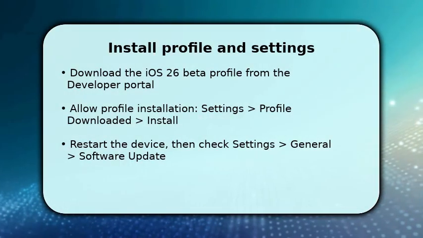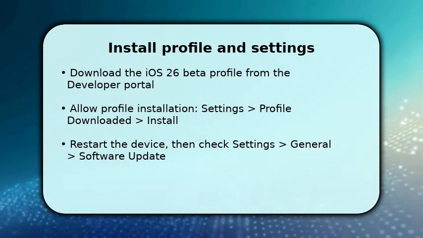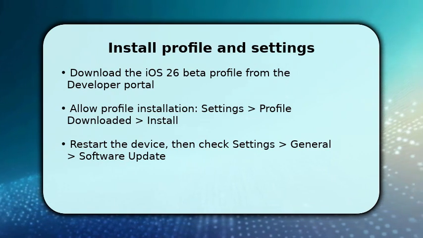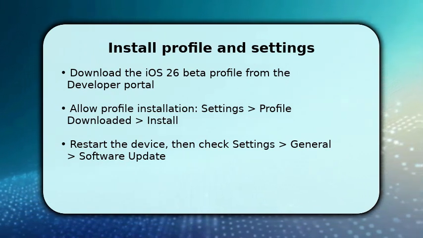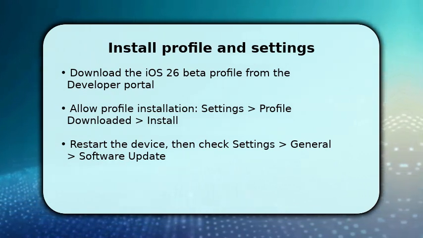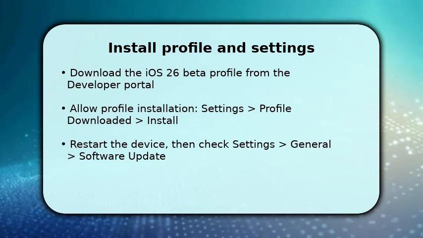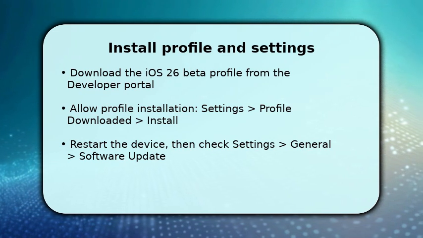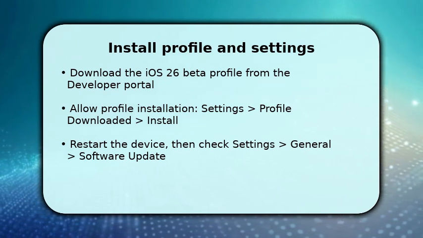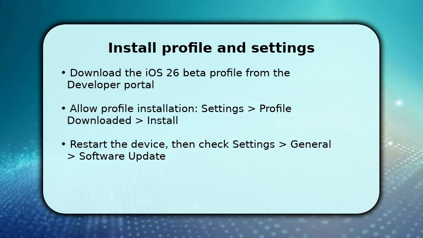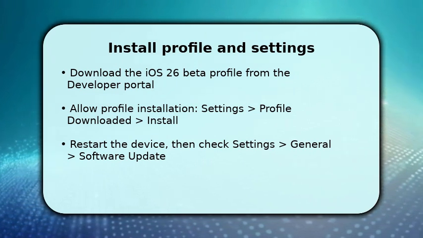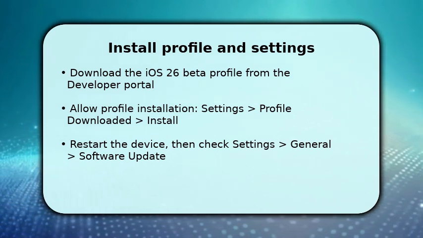You download and install the beta configuration profile next. After signing in on the developer portal, tap the iOS 26 beta profile link and accept the certificate prompt. This registers your device. Once the profile is marked downloaded in settings, tap install and follow the prompts, using your passcode when requested. Make sure to restart the device after installation so services register properly.